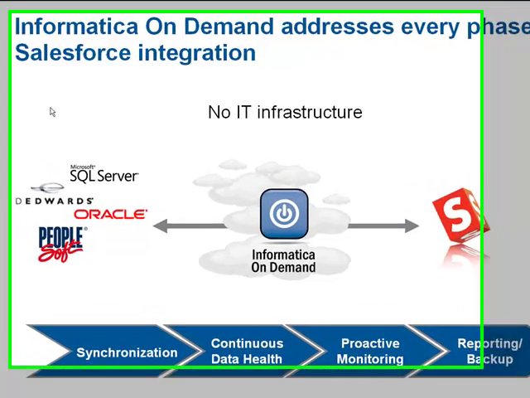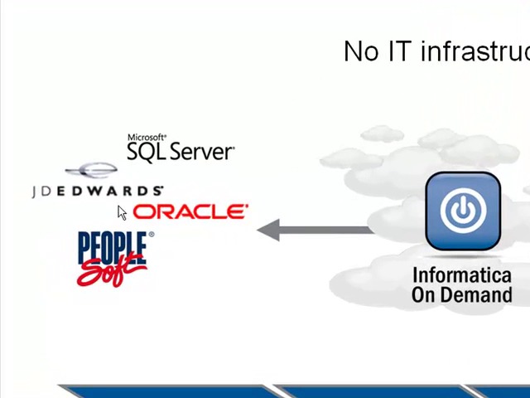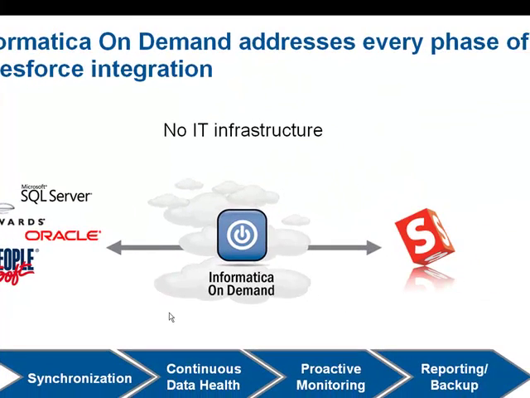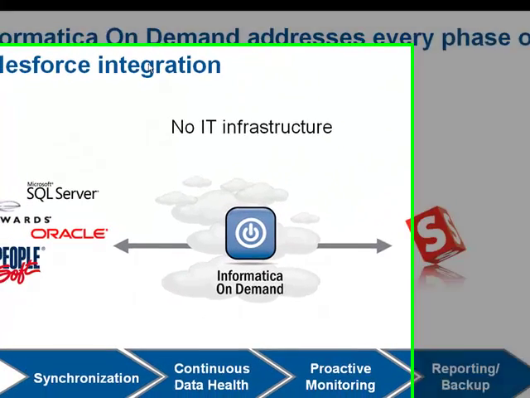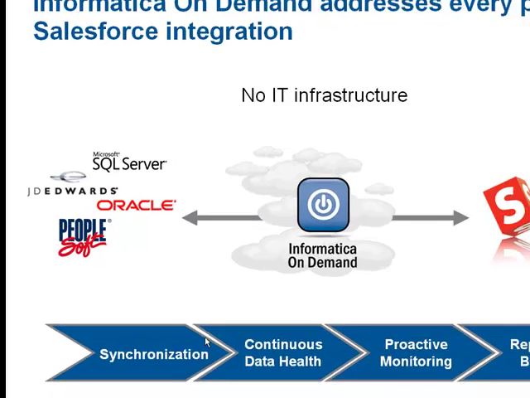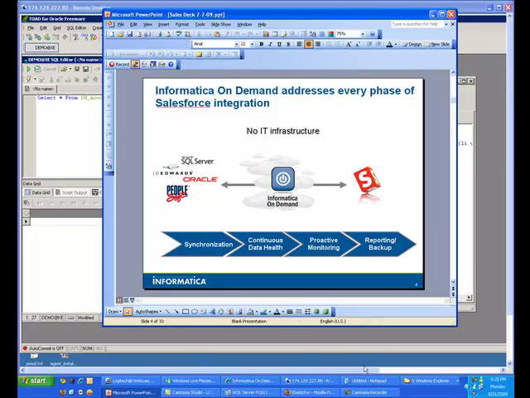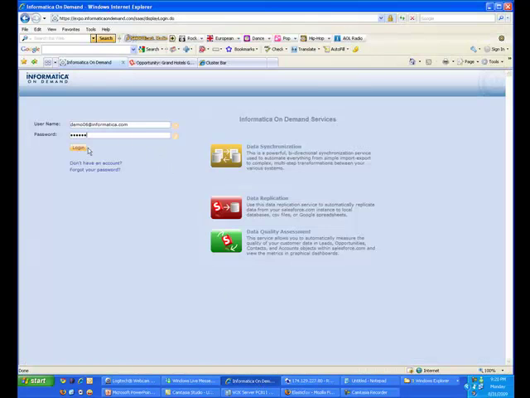So the concept of the use case today will be to take basic opportunity and order information from Salesforce, bring it back on-premise into our Oracle system, using our data replication service, where we can actually massage and join that data together along with other data from our inventory system so that we can then bring it back into Salesforce and report on it. Let's go ahead and jump right into Informatica On Demand.